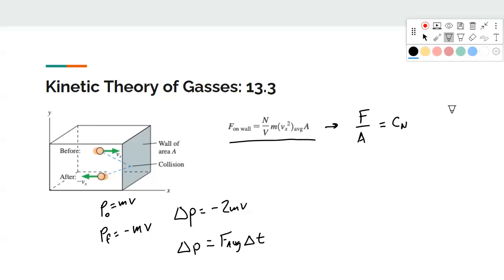And then times the mass of the gas, which is going to be really small. So this is the mass of the individual particles. And then times the x component of their velocity, right? Because in this picture we're just thinking about the pressure on the x surface of the box, squared. And we want the average of this.